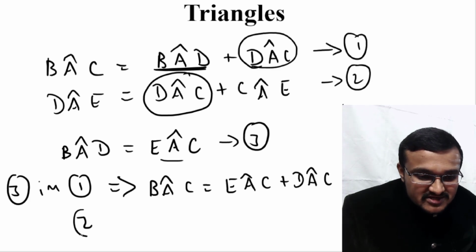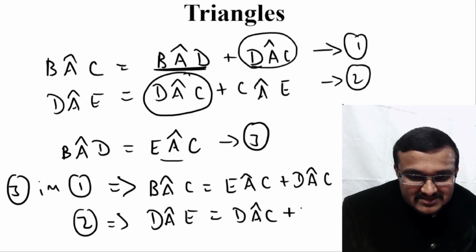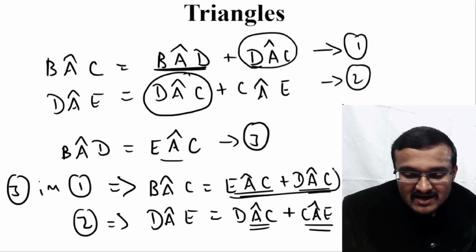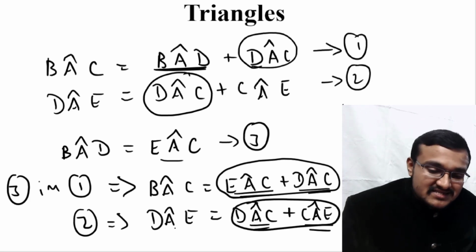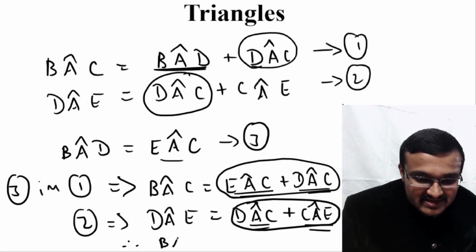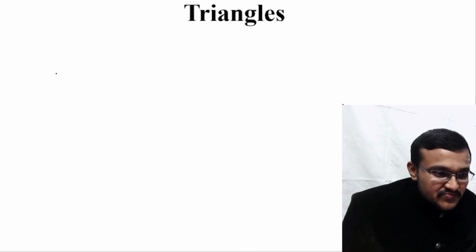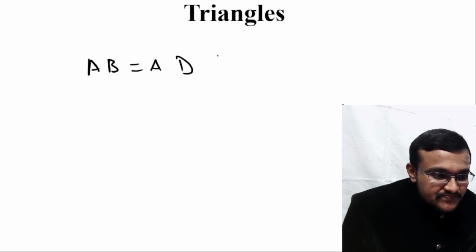What is there in equation 2? In equation 2, we have DAE is equal to DAC plus CAE. CAE is nothing but EAC. So here you can see the RHS are becoming equal in both equations. Since the RHS are equal, angle BAC will be equal to angle DAE. That is, these two angles are equal to each other. So that means here we are getting AB is equal to AD.